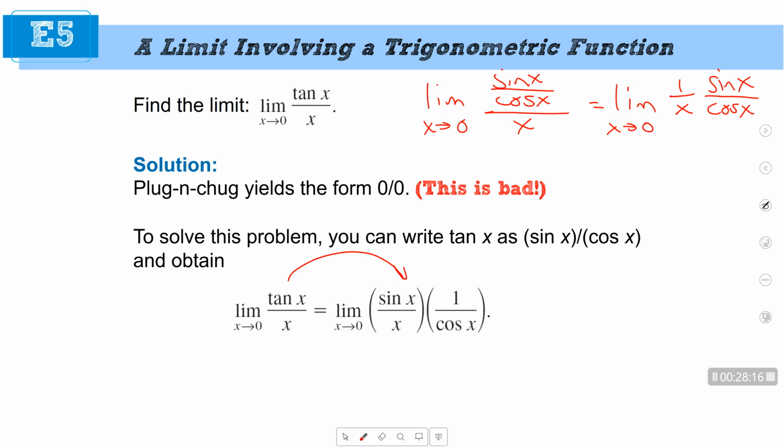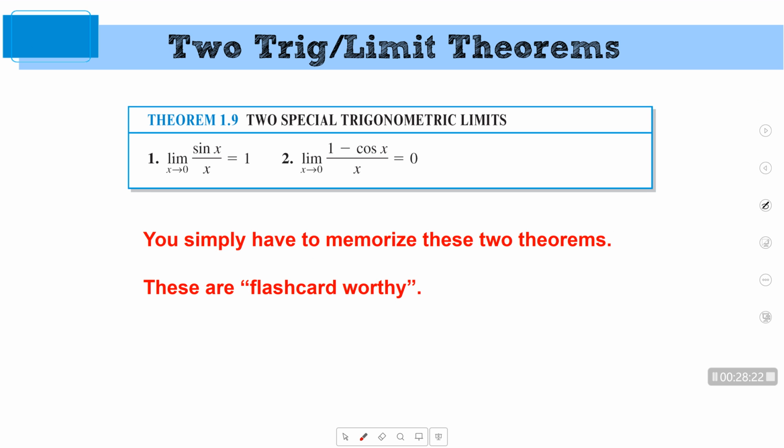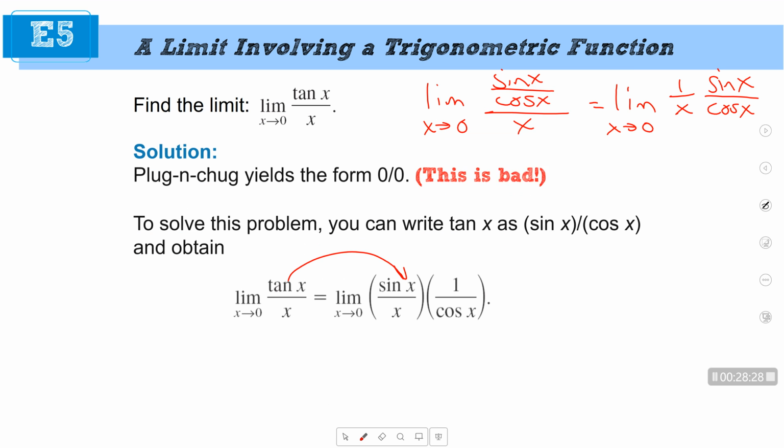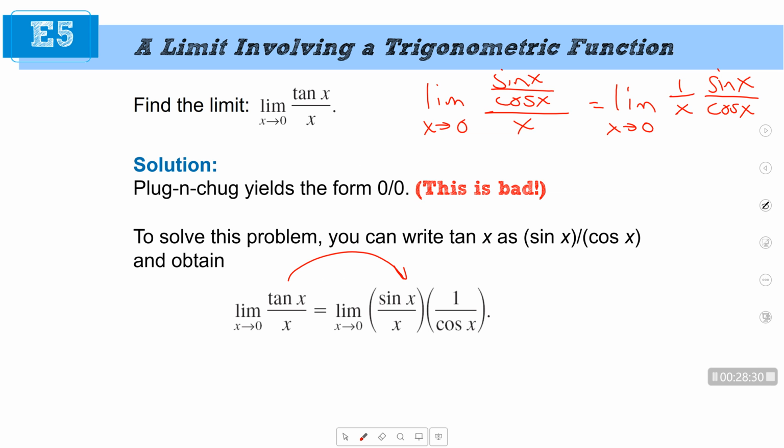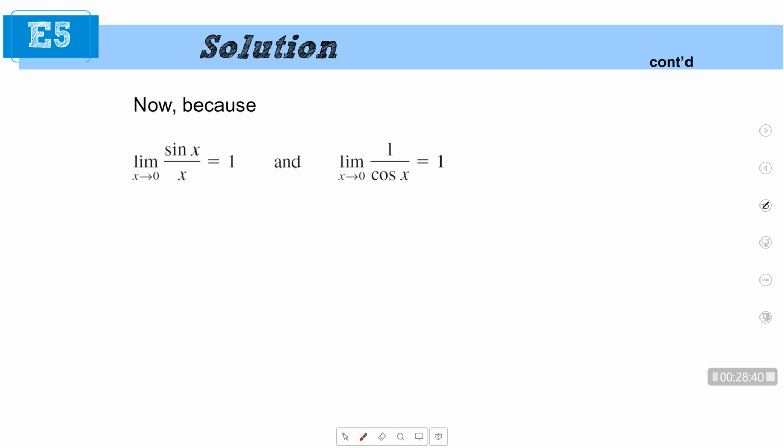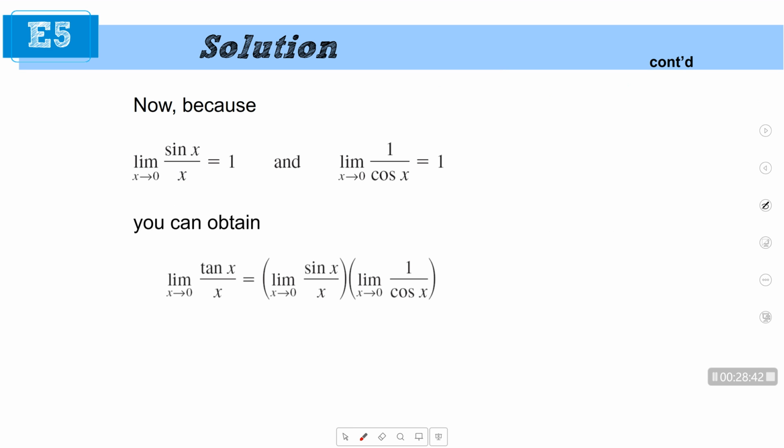One of the things I did on one of the earlier slides is I said the limit of a product is the product of the limits. I know from this slide that the limit as x approaches 0 of the sine of x over x is 1. I know that the limit as x approaches 0 of 1 over cosine will also be 1. How do I know it's 1? Because it's a plug and chug. Cosine of 0 is 1. Therefore, I get 1.